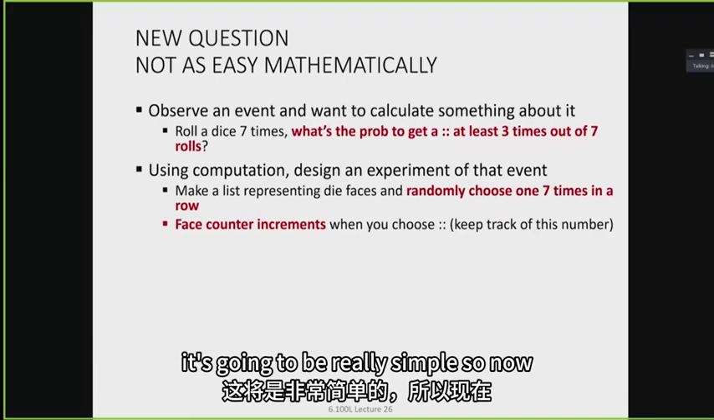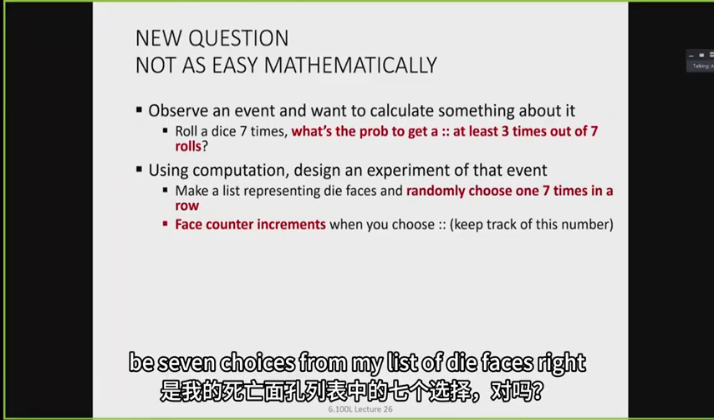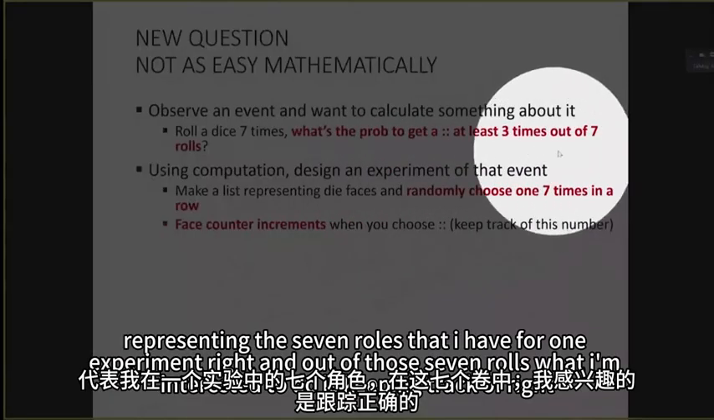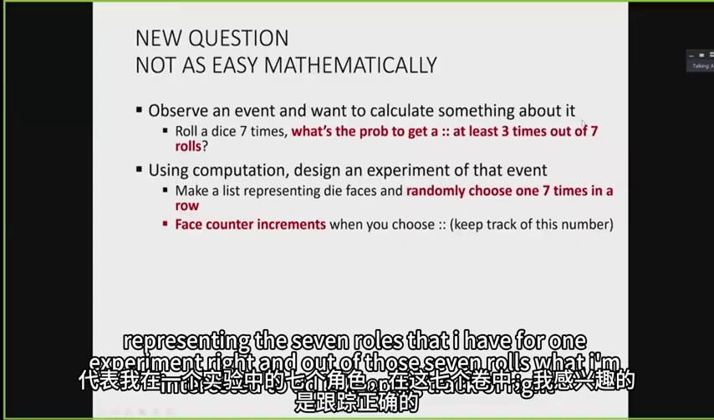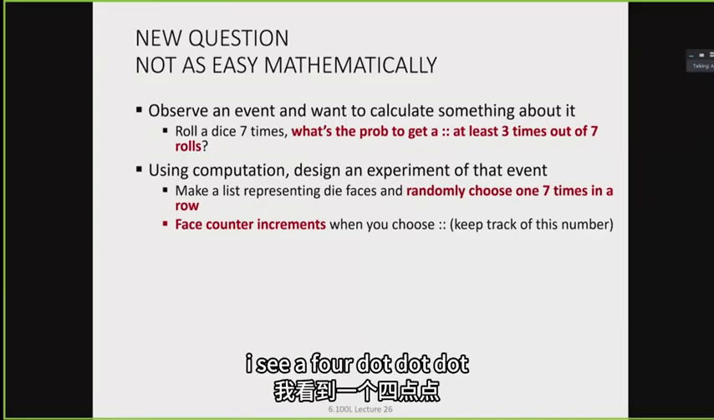So now, one experiment is no longer just one choice from my list of dice faces, but it's going to be 7 choices from my list of die faces, representing the 7 rolls that I have for one experiment. And out of those 7 rolls, what I'm interested to do is keep track of, incrementing a counter whenever I see a 4.